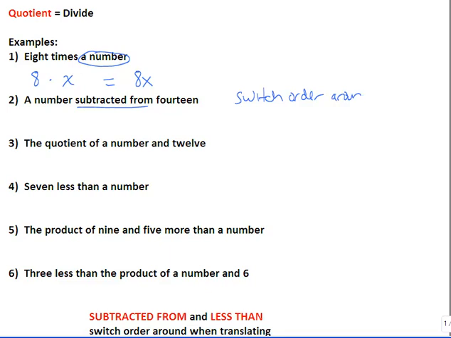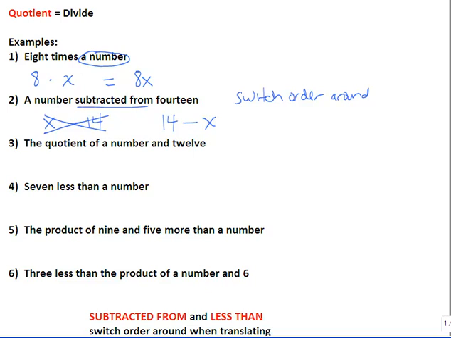So for example, if we see a number, usually we think of that as x, subtracted from 14. You might think this is x minus 14, but that would be incorrect because we want to switch the order around and put the 14 first, even though it comes second in the sentence, and then subtract from that our number x. So x minus 14 is going to be incorrect. We want to take our x away from the 14. So try to remember that the phrase subtracted from requires you to switch your order around.